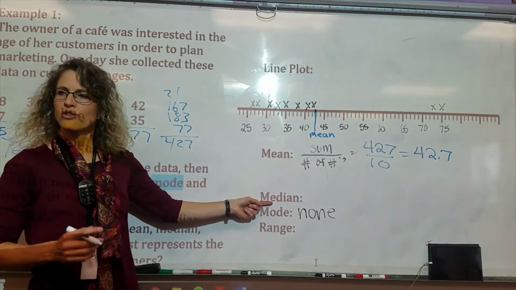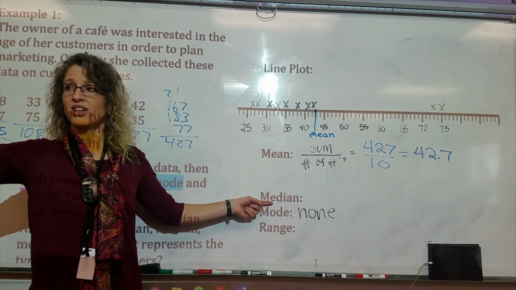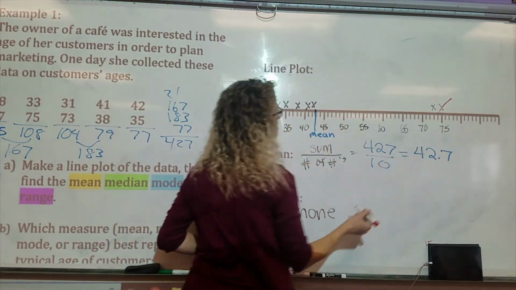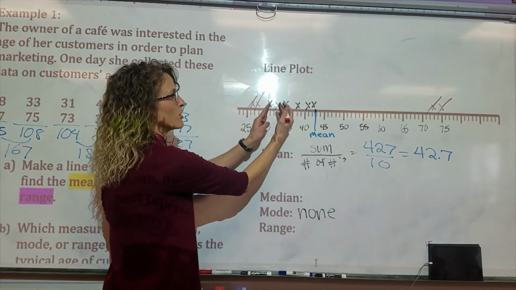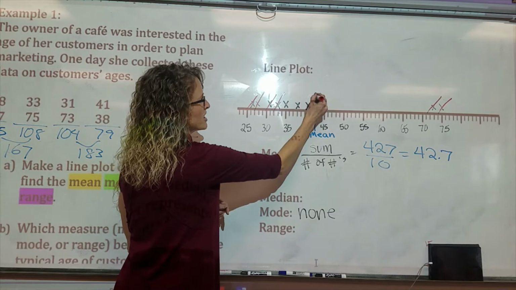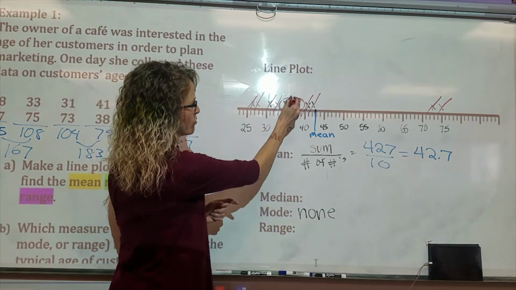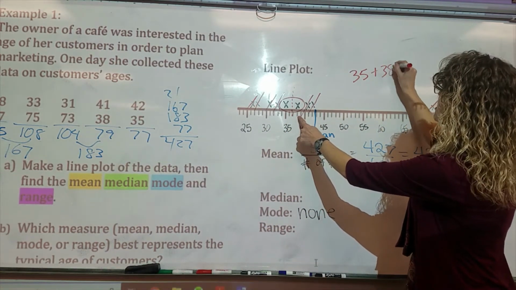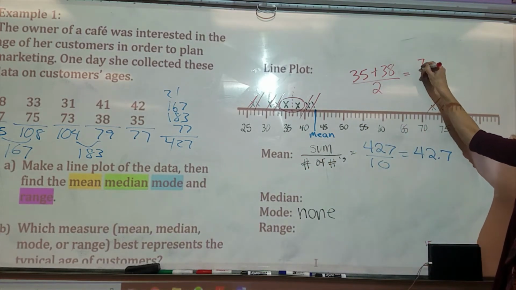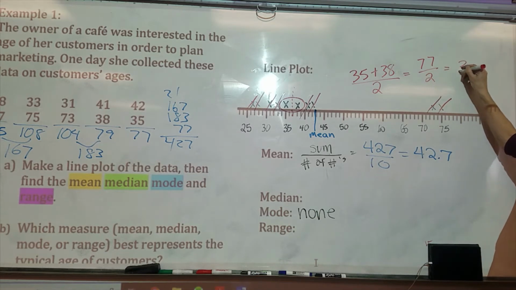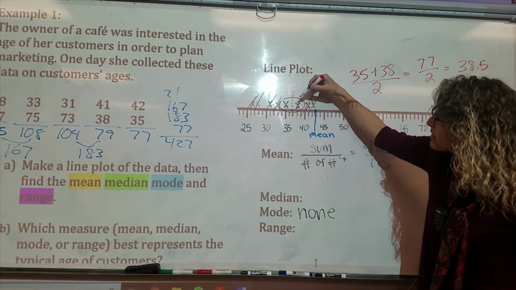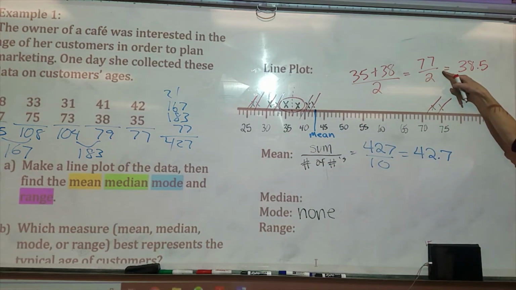Well, let's look at the median. The middle means there's an equal number of data points above it as there are below it. This one's a fun one. We're going to cross off the youngest, oldest, next youngest, next oldest. I'm looking for the middle, somewhere in here. Next youngest, next oldest, a tie between these two, somewhere right in between. Well, where exactly? That's 35. This one's 38. So we're going to find the average between the two. That's 77 divided by 2, which is 38.5. Let me check my math. Yeah, 38.5.